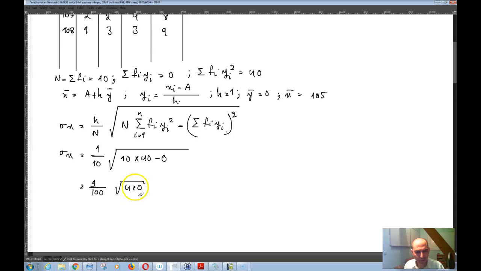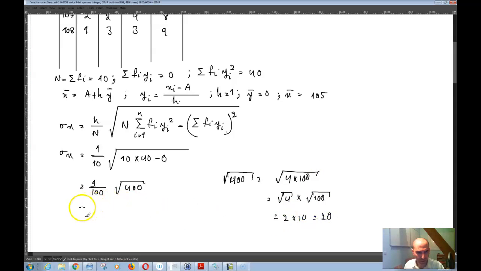And the square root of 400, you can write it as the square root of 4 times 100, which is the same thing as the square root of 4 times the square root of 100, which is equal to 2 times 10, which is equal to 20. So that's 20 over 10 actually, not 100. 20 divided by 10, which is equal to 2. So sigma of x is equal to 2 here.